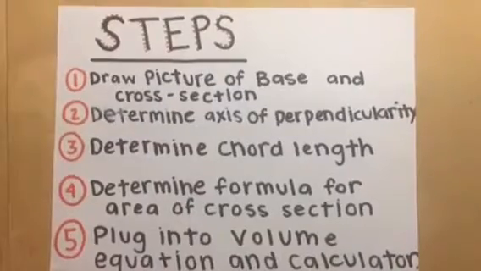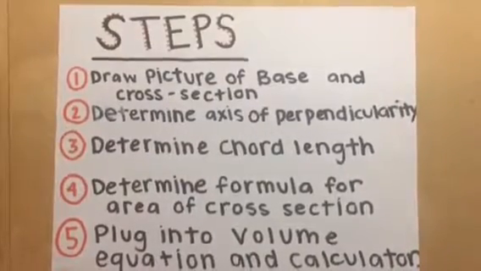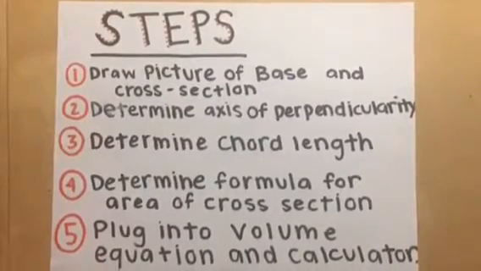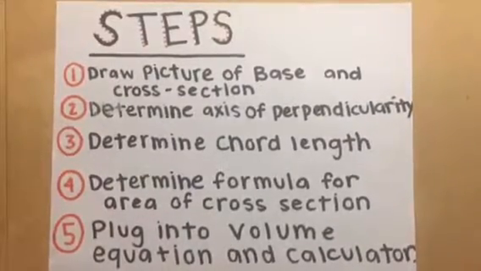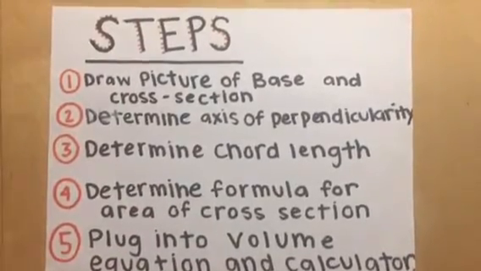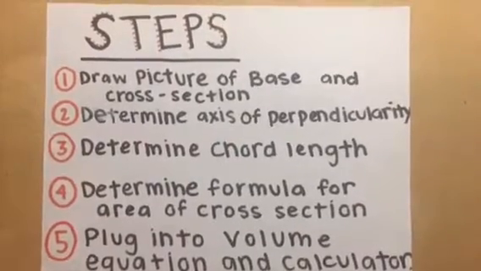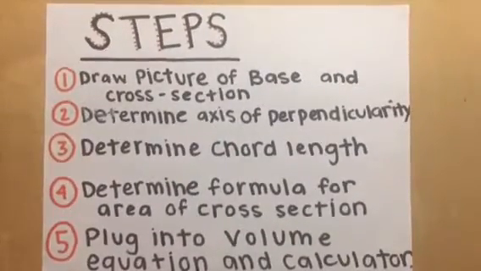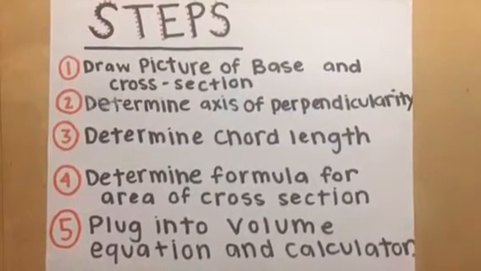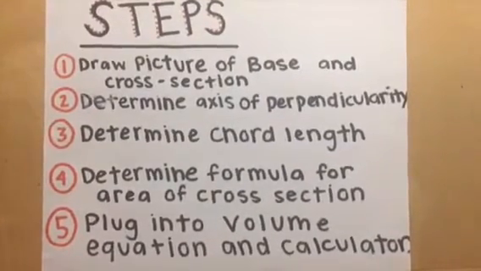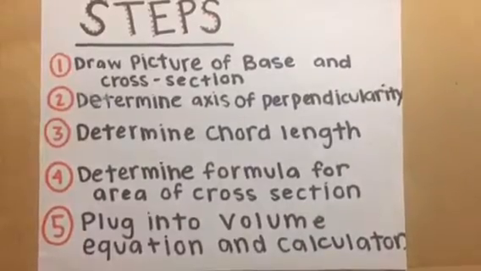Finding the volume of any solid using cross-sections can be solved using 5 easy steps. 1. Draw a picture of the base in cross-section. 2. Determine the axis of perpendicularity, meaning if the graph is perpendicular to the x-axis or y-axis. 3. Determine the chord length. 4. Determine the formula for the area of the cross-section. 5. Plug the formula for area of cross-section into the volume equation and calculate, which you can do using a calculator.